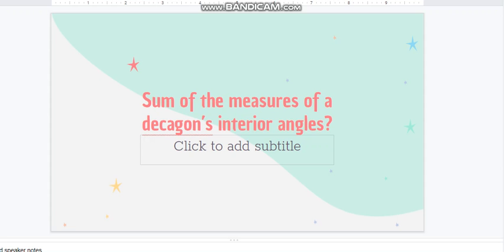So to find the sum of the measures of the decagon's interior angles, we're going to use our formula. But instead of n, we're going to plug in the number of sides, which is 10. Decagon has 10 sides. We replace n with 10. 10 minus 2 multiplied by 180 gives us 1,440 degrees, so that we know for any decagon, if we add all of the angle measures together, we're going to get this number for a 10-sided polygon.